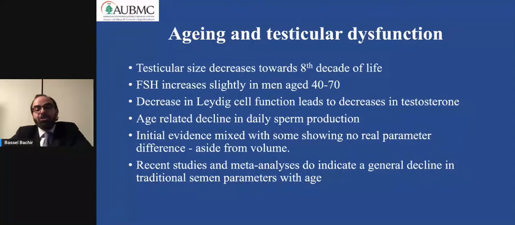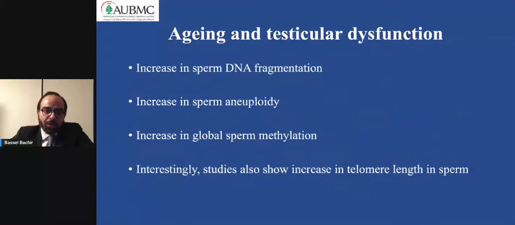And although the initial evidence was mixed with regards to showing no real parameter differences with aging, aside from a reduction in semen volume, more recent studies and meta-analyses do indicate a general decline in the traditional semen parameters with age. Furthermore, we also see an increase in sperm DNA fragmentation, an increase in sperm aneuploidy, and an increase in global sperm methylation.